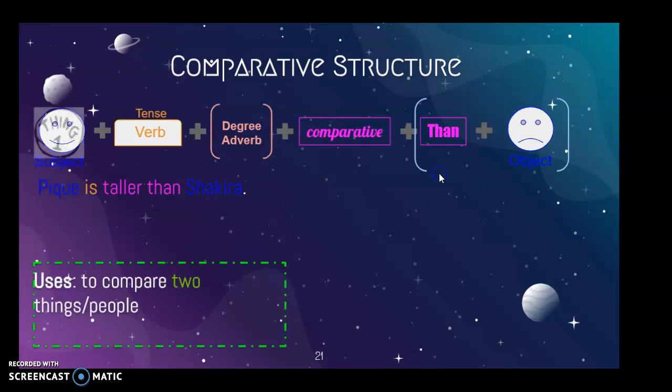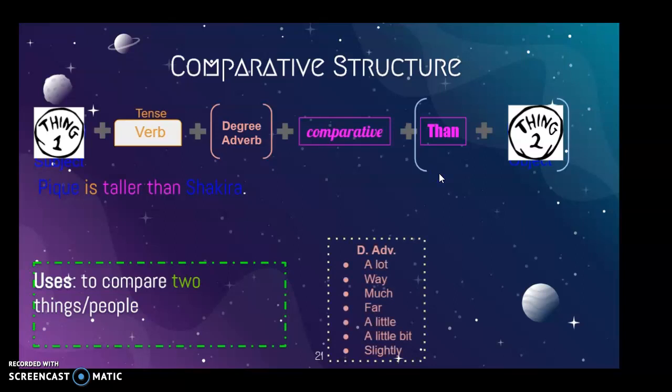So as we know, we need thing 1 and thing 2 in order to make a comparative sentence. And as an option, you can use adverbs of degree to say how different the two things are. And in the case of a lot, way, much, and far, they express a big difference. And a little bit, and slightly, they express a very small difference.